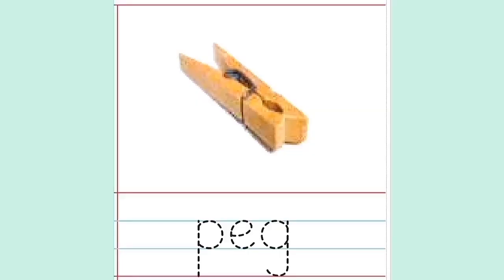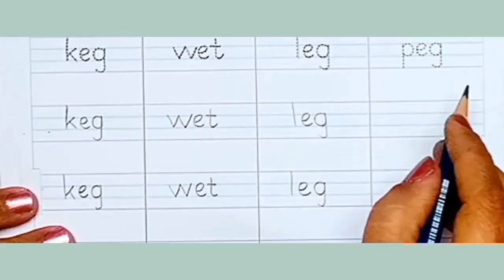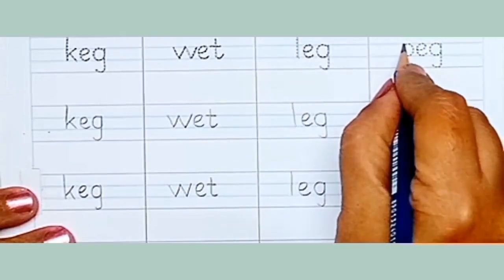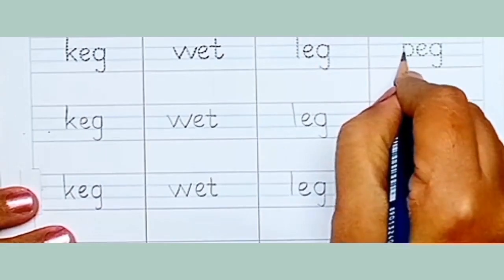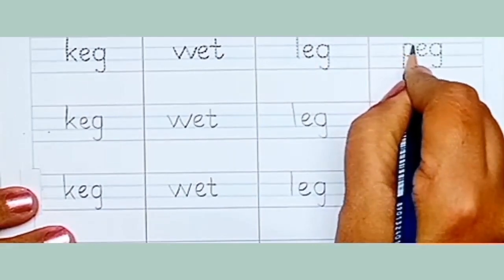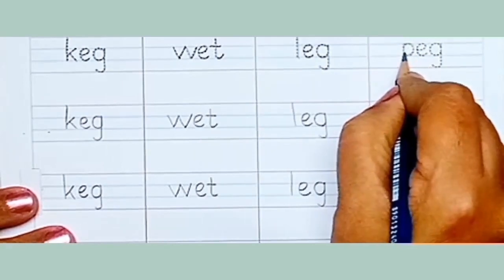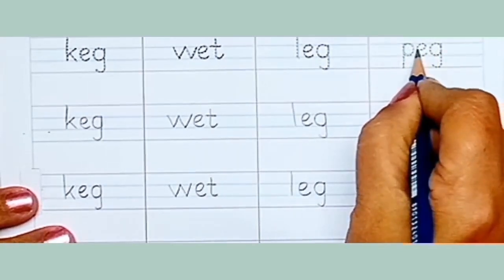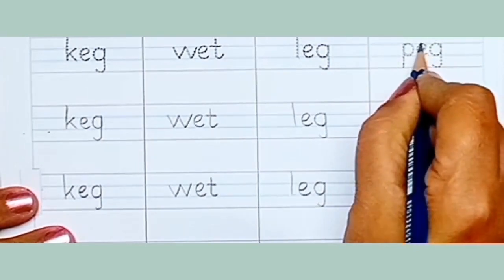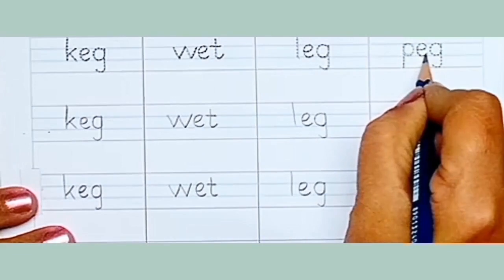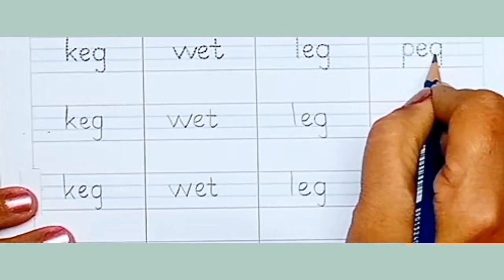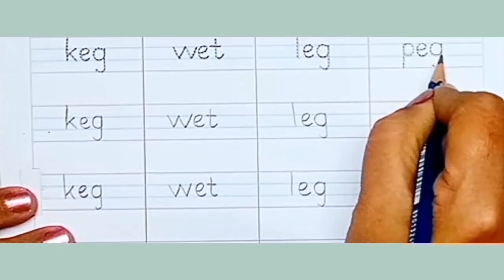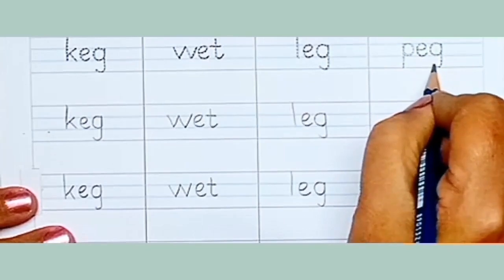Peg. P-E-G, peg. For alphabet P, make a standing line, go up, reverse C. For E, make a curve, go up, C curve. For alphabet G, C curve, go up, come down, make a turn.